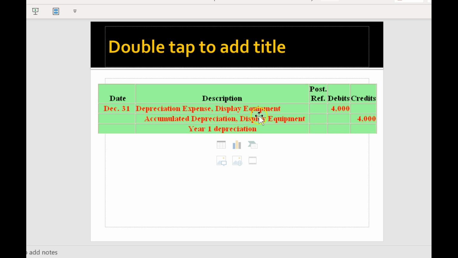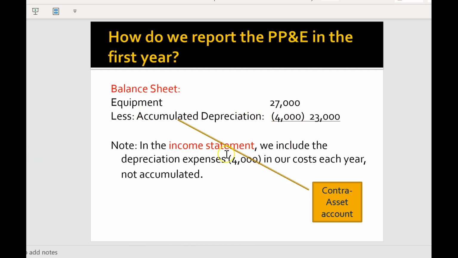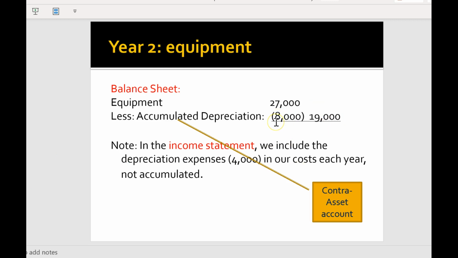Now remember, all those expense accounts are temporary accounts. Remember chapter 5? So they all get closed. And the accumulated depreciation account, because it's an asset account, although it's sort of a negative asset, we are not going to close it. So this is not closed. Every year we are adding to the depreciation. So in the second year you will see that the accumulated depreciation becomes 8,000. The first year 4,000, the second year becomes 8,000. And the remaining equipment will be 19,000.